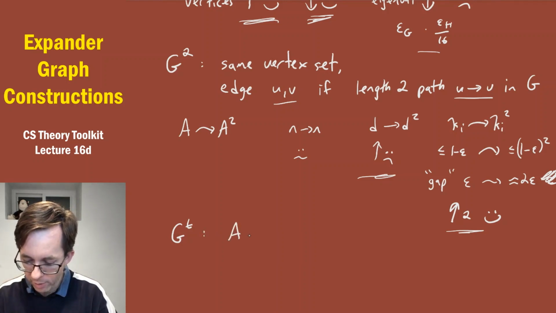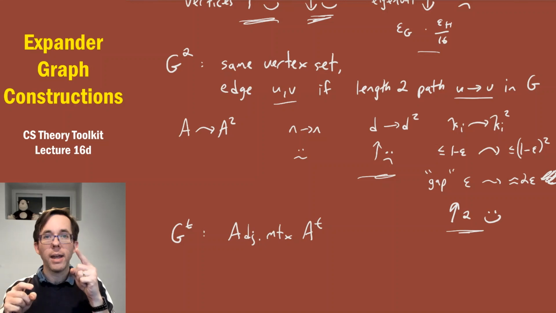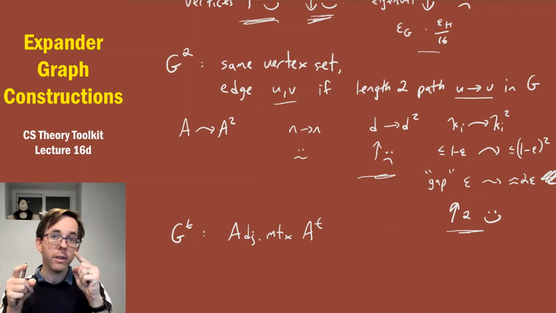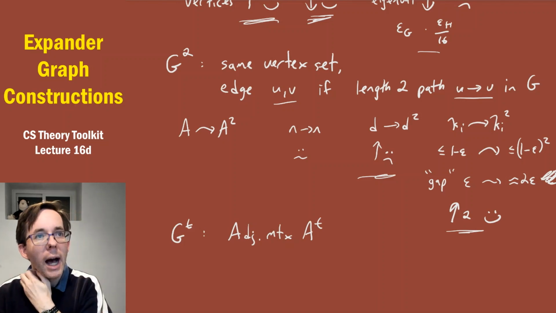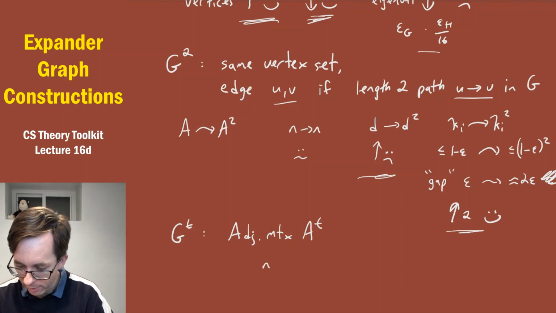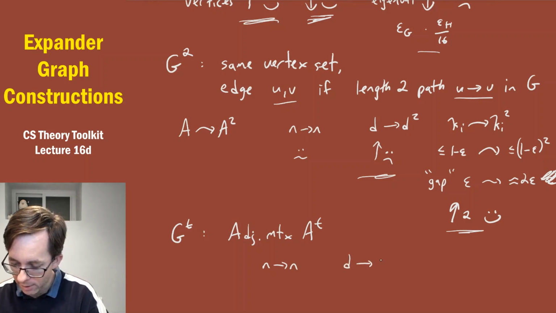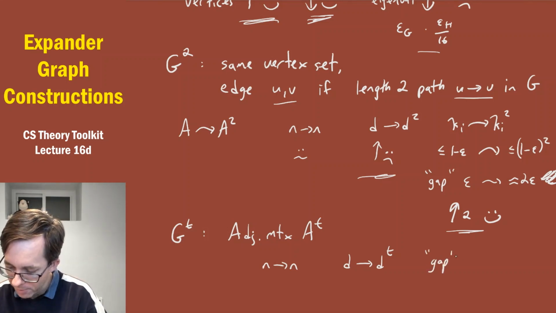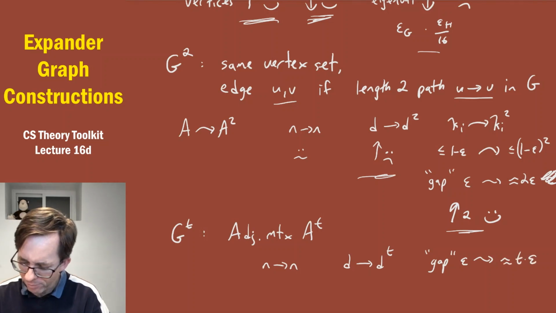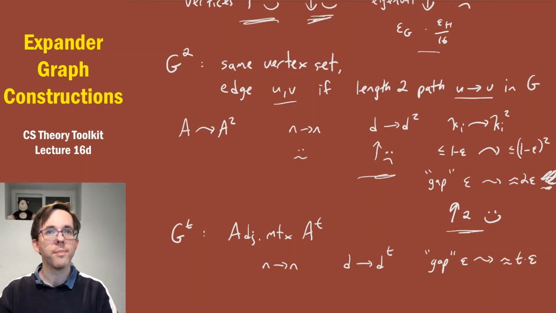This is the graph whose adjacency matrix is A to the power of t, where you put L edges between u and v if there are L paths of length t from u to v. In general, this has n vertices if the previous one had n vertices, and the degree goes from d to d to the power of t, and the eigenvalue gap epsilon basically goes up to around t times epsilon. That's ignoring the lower order terms.